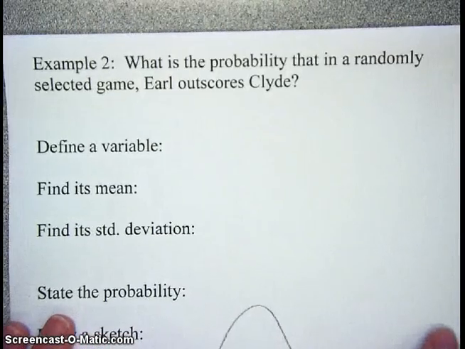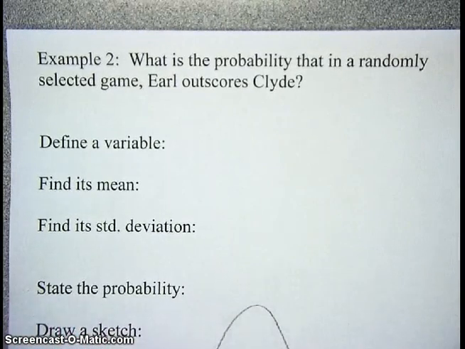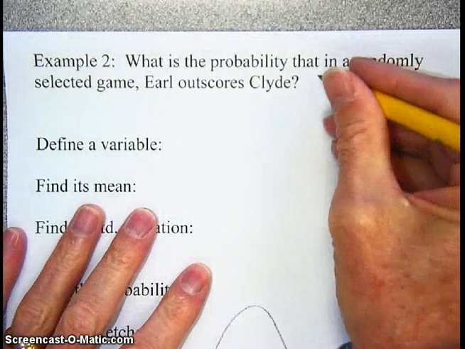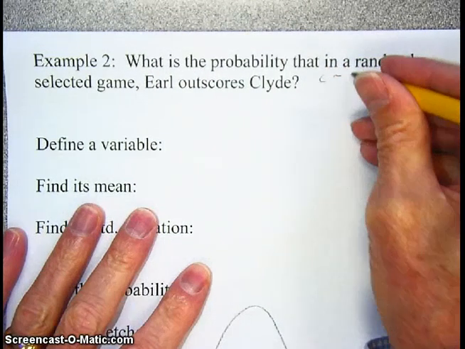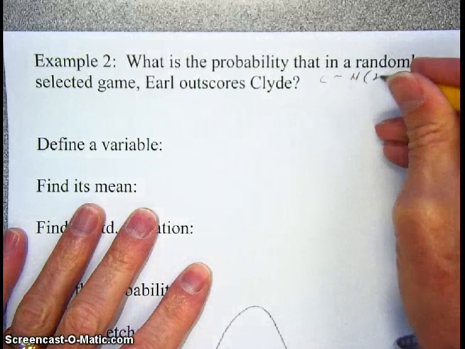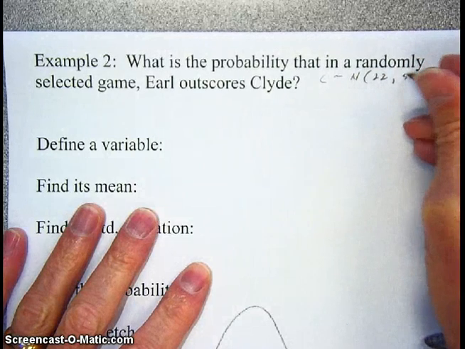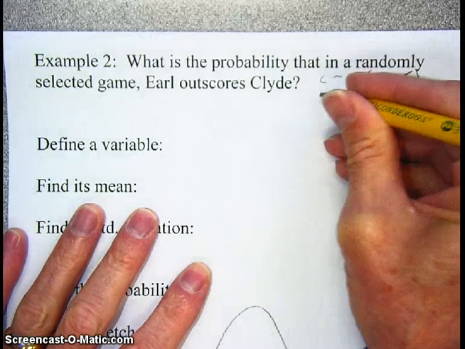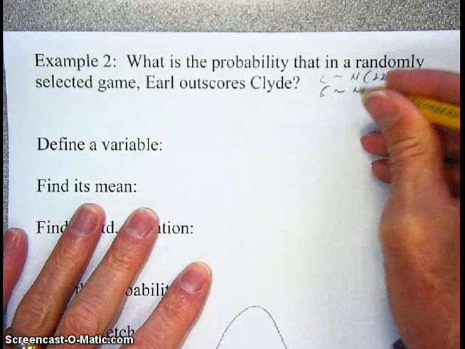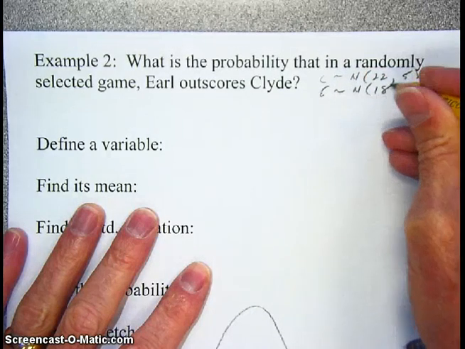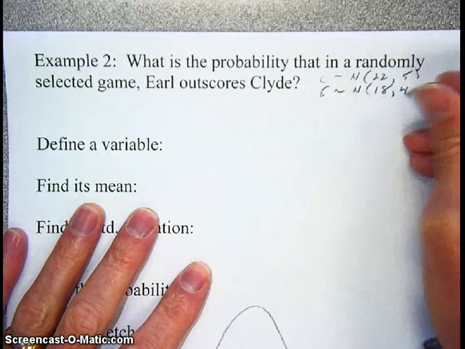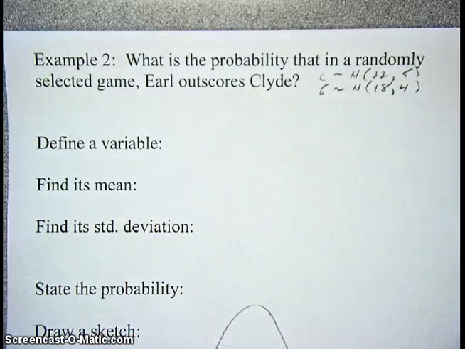Here is another example involving the same two players, Earl and Clyde. And just to remind you, Clyde's scores are normally distributed with a mean of 22 and a standard deviation of 5. And Earl's scores are normally distributed with a mean of 18 and a standard deviation of 4. And what we're looking for here is the probability that Earl outscores Clyde.